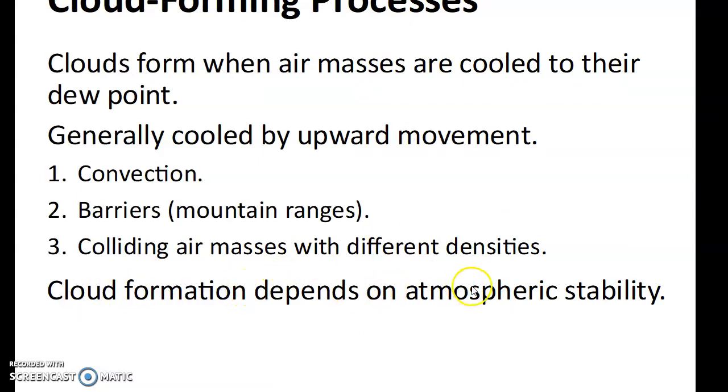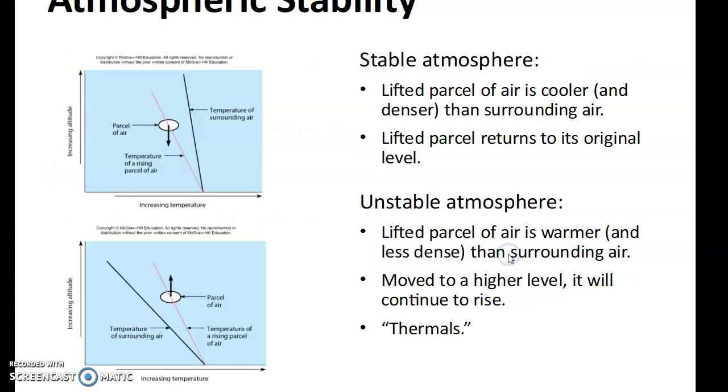Cloud formations depend upon atmospheric stability. So in a stable atmosphere, if you lift a parcel of air, the lifted parcel of air is cooler and denser than the surrounding air, and the lifted parcel returns to its original level. Unstable atmosphere, the lifted parcel of air is warmer and less dense than the surrounding air, so it's moved to higher levels and it will continue to rise. That's a thermal, okay? So what they're talking about is how temperature changes will cause changes in altitude with different parcels of air or clouds or whatever.